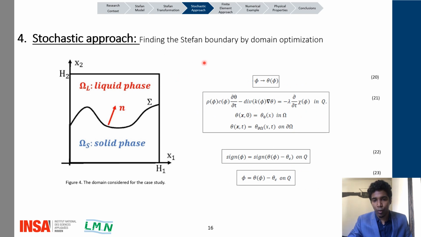The second method for the determination of the Stefan boundary is domain optimization. In this case, we use a signal function or this alternative form. So we may solve this equation by adapted methods. One of them is the minimization of the difference between the left side here and the right side of the equality. So this is a case of optimization.